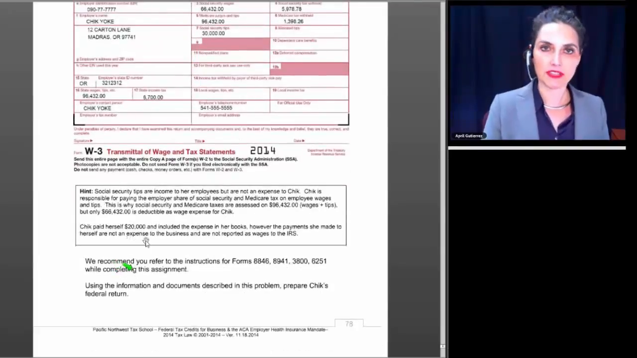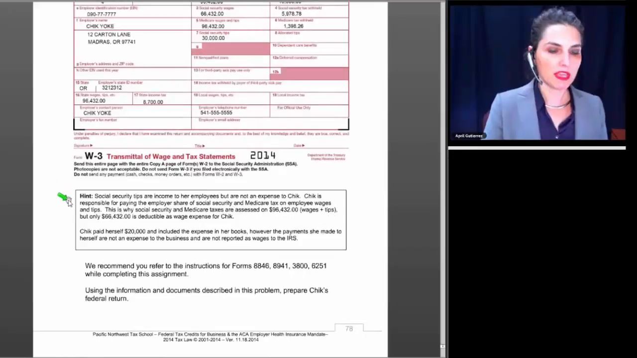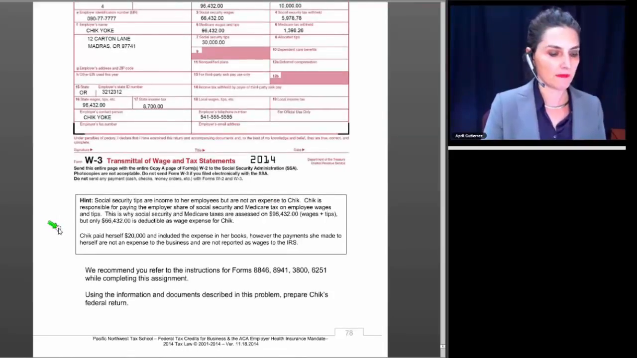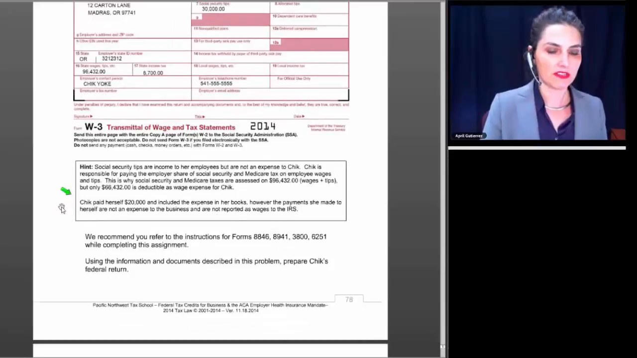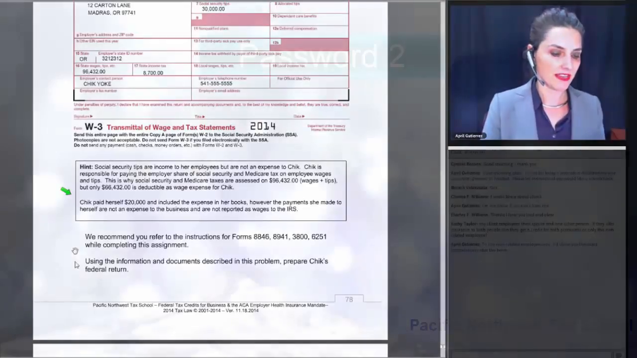And there's a couple of hints I've thrown into this problem. Social Security tips are income to her employees, but they are not an expense to Chick. Chick is responsible for paying the employer's share of Social Security and Medicare tax on employee wages and tips. This is why the total Social Security and Medicare wages taxes are assessed on $96,000 of wages, but only $66,000 is deductible as a wage expense for Chick. Chick paid herself $20,000 and included the expense on her books, but obviously $20,000 that a sole proprietor pays to themselves is not an expense of the business, and you need to factor that in.